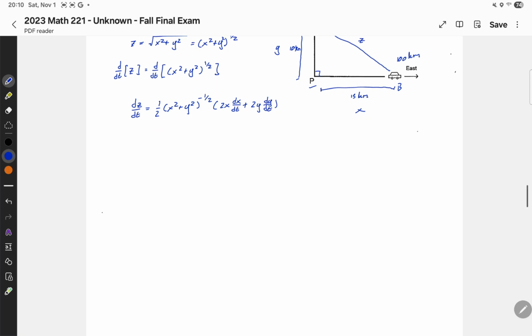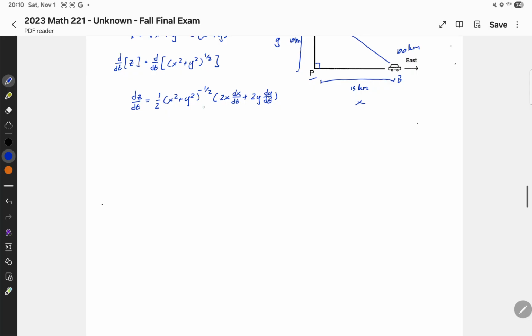And now what we can do is start substituting. Before that, let's go ahead and cancel out this 1/2 with these 2's over here. So we'll get dz dt. We may as well rewrite this radical as well: 1 over the square root of x squared plus y squared, times, this 1/2 is going to cancel, and we're left with x dx dt plus y dy dt.